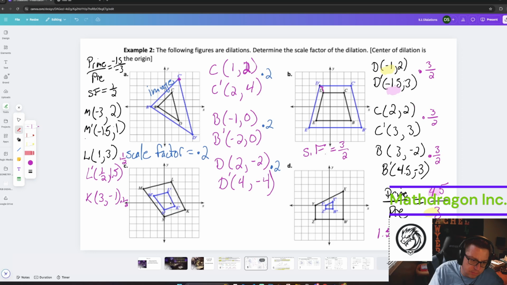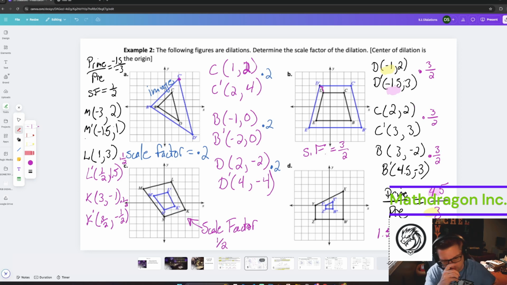Times it by 1/2. And K prime becomes 3/2, which is 1.5, and a negative 1/2. So if we go 1.5 and then down 1/2, oh man, look at that. Best part is I wiped my screen to wipe that piece of black off. It did not work. So our scale factor for this one is 1/2. And that's how you want to do scale factors and utilize them that way.